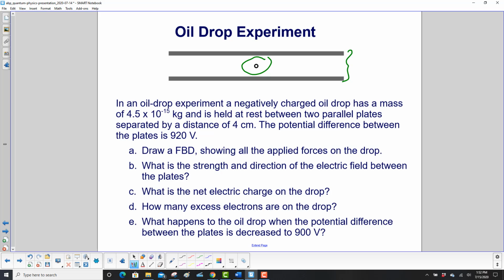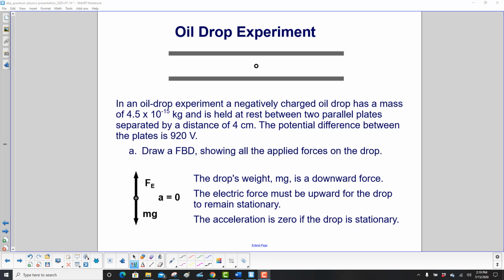Draw a free body diagram showing all the applied forces on the drop. What is the strength and direction of the electric field between the plates? What is the net electric charge on the drop? How many excess electrons are on the drop? And finally, what happens to the oil drop when the potential difference between the plates is decreased to 900 volts? Draw a free body diagram.